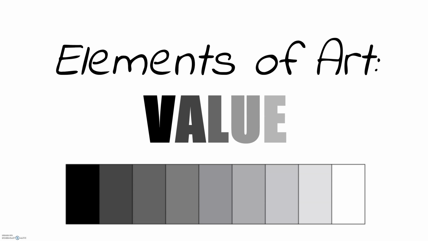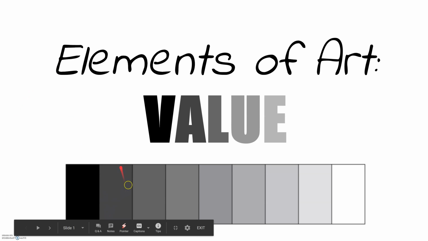Now, we have already done a little bit with value when we talked about shape and form. So you guys have practiced making these value scales or ladders that move from dark to light. If you remember when we did that in school, you did it with color pencil and a regular pencil. So we're going to do a little bit more with value today.